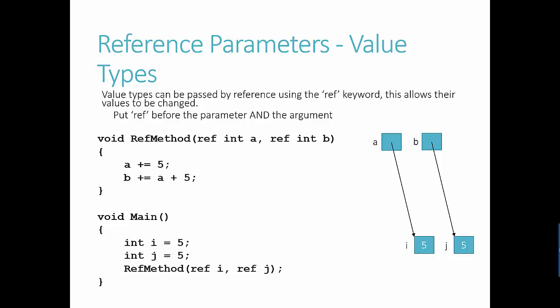In this example, in main, we create 2 ints, i and j. We then pass them by reference as arguments to the ref method. The ref method then changes i and j by changing its references to them, a and b respectively. These changes are permanent and main sees the updated i and j.